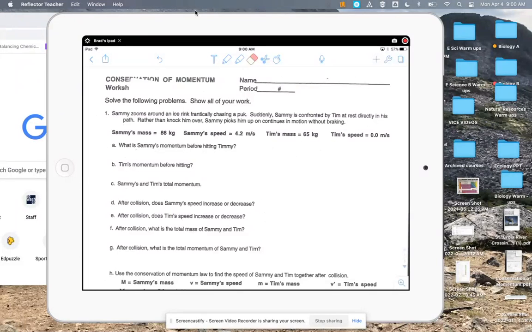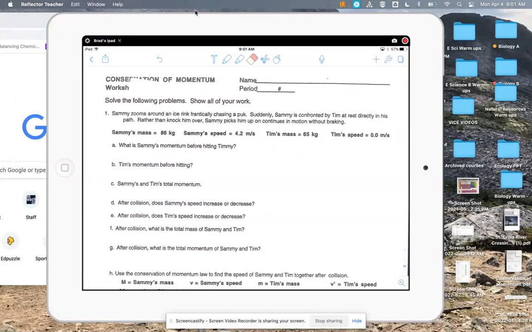And so in this first example, you can see Sammy zooms around an ice rink frantically chasing a puck. Puck is spelled wrong. Suddenly, Sammy is confronted by Tim at rest directly in his path. Rather than knock him over, Sammy picks him up and continues in motion without braking.